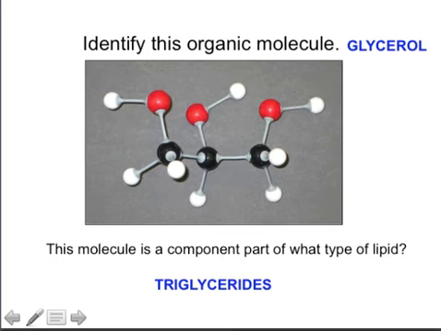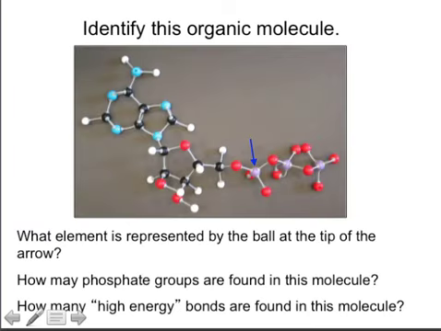Oh, and by the way, this is a polar molecule. Look at all the oxygens here. All right. What molecule is this? Well, this is ATP. This is the universal energy currency in living systems. The element represented by the ball at the tip of the arrow is phosphorus. How many phosphate groups are found in this molecule? And the answer is 3.